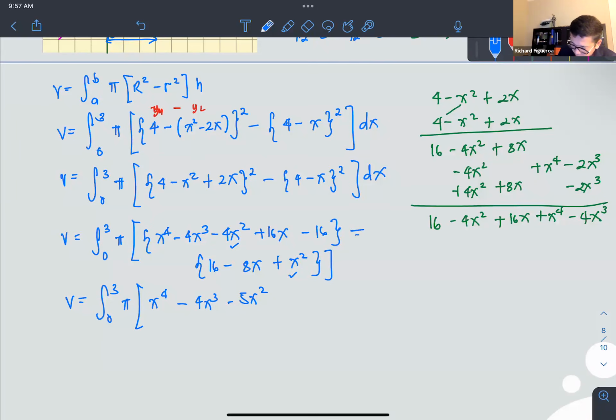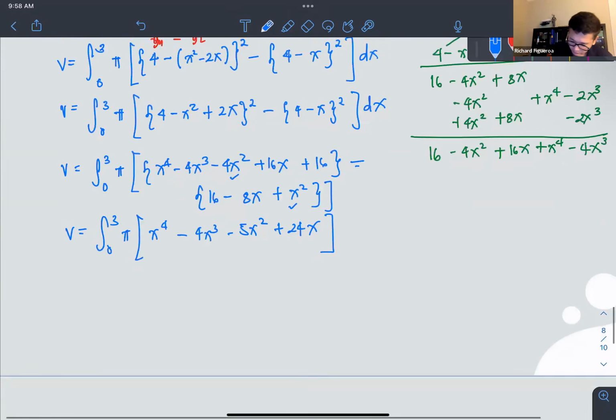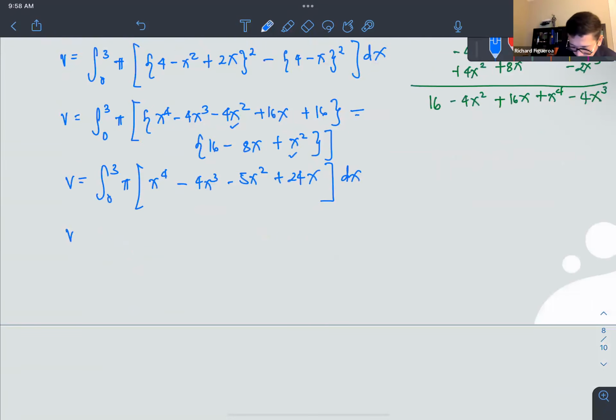And then 16x plus 8x. So itong negative, distribute pa natin. So 16, negative, negative, so positive 8. So 16, that would be plus 24x. Then 16 minus, this should be positive 16. Yeah, so it should be positive 16. So 16 minus 16, it will become 0. Okay? And dx.